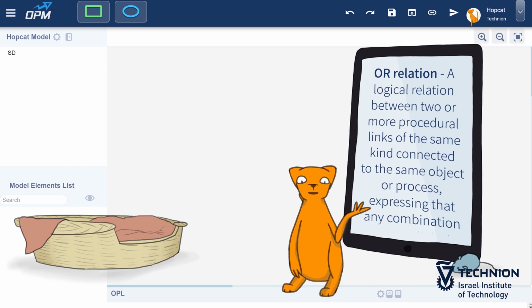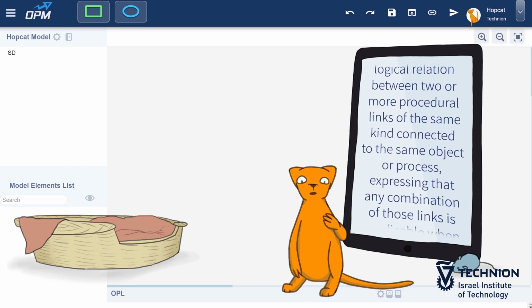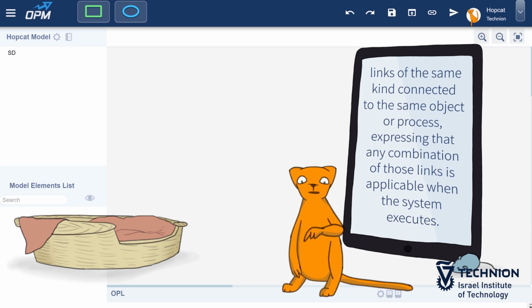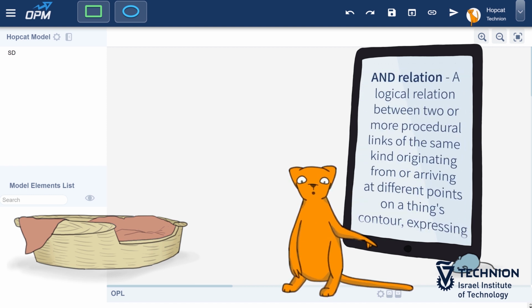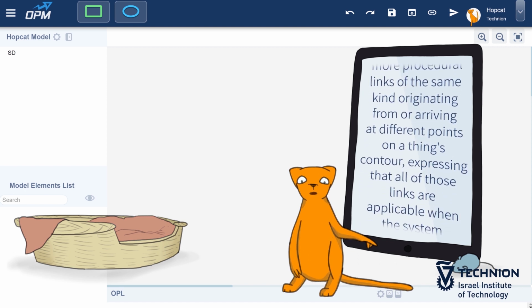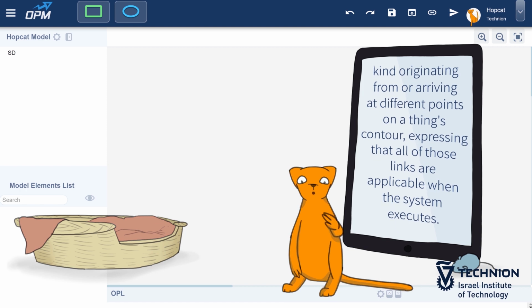OR relation. A logical relation between 2 or more procedural links of the same kind connected to the same object or process, expressing that any combination of those links is applicable when the system executes. AND relation. A logical relation between 2 or more procedural links of the same kind, originating from or arriving at different points on a thing's contour, expressing that all of those links are applicable when the system executes.